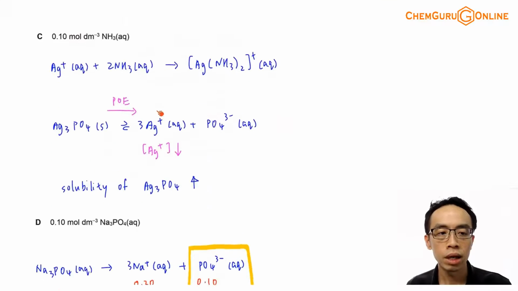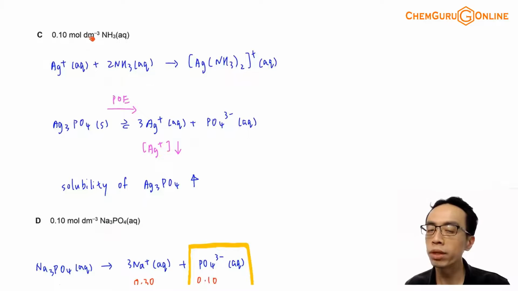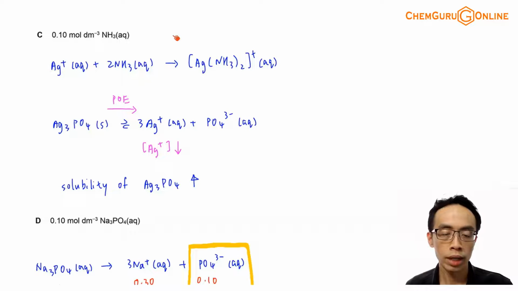Next, how about part C? Involving part C, when I have 0.1 mol per dm cube ammonia. Now, maybe at the beginning when we look at ammonia, we might not recognize what is the purpose of it because it is not a common ion. But what ammonia will do is it actually forms a diammine silver complex with Ag+. This diammine silver complex: Ag+ plus 2 NH3 gives me Ag(NH3)2+, overall positively charged. What this will do is it will actually lower the concentration of Ag+, and it will decrease the concentration of my product involving the dissociation of my silver phosphate.